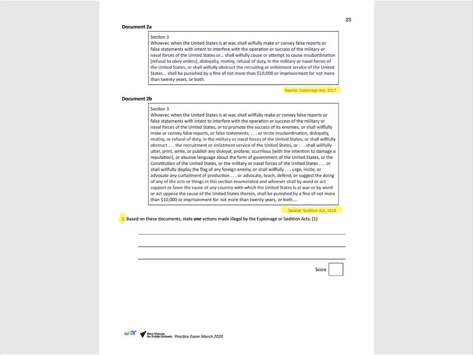So you'll notice shall willfully make or convey, shall willfully cause, willfully obstruct. Willfully just means you are knowing what you are doing: convey false reports or false statements with the intent to interfere. Then willfully cause insubordination, disloyalty, mutiny, refusal of duty, shall willfully obstruct the recruiting or enlistment of service of the United States. And then the punishments. Some of this should sound very familiar from when we covered Schenck versus U.S., the Supreme Court decision. So, document 2B is the Sedition Act of 1918.